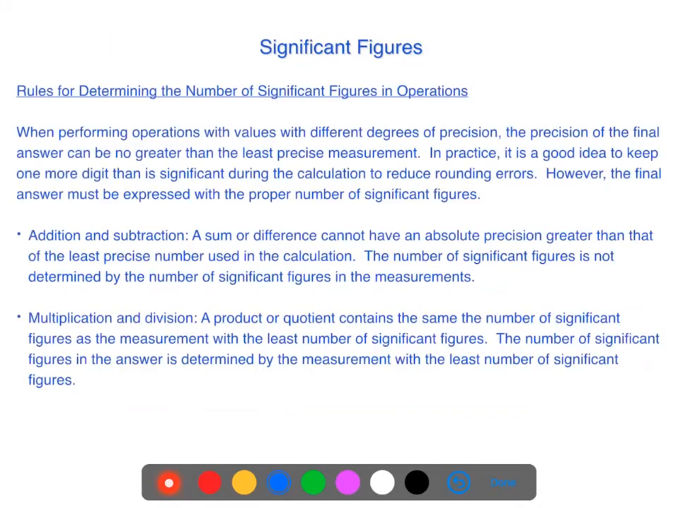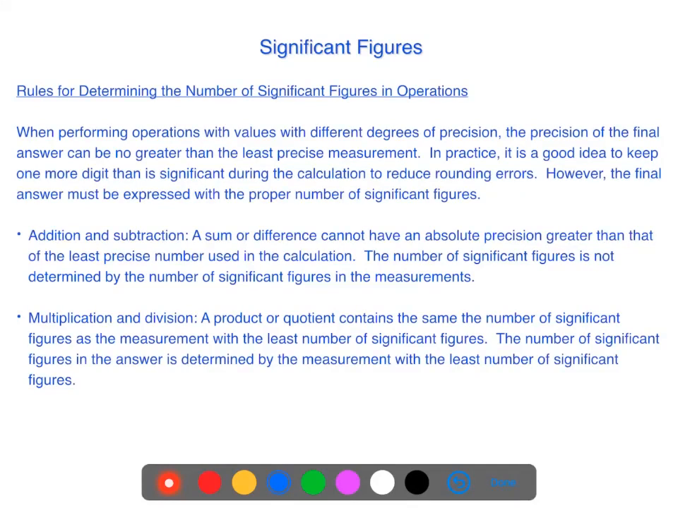Now let's look at the rules for determining the number of significant figures in operations. So when performing operations with values with different degrees of precision, the precision of the final answer can be no greater than the least precise measurement. In practice, it is a good idea to keep one more digit than is significant during the calculation to reduce rounding errors. So that would be the second uncertain digit. However, when you express the final answer, it must be expressed with the proper number of significant figures.